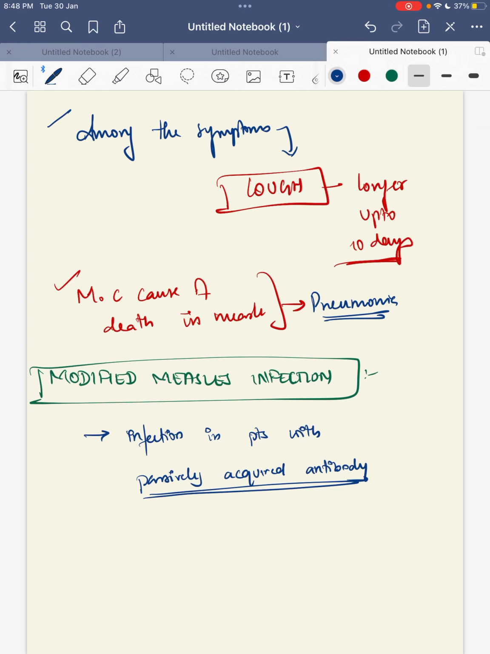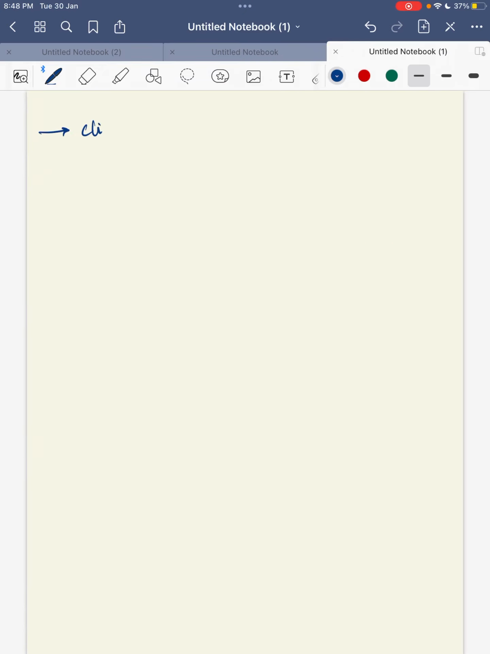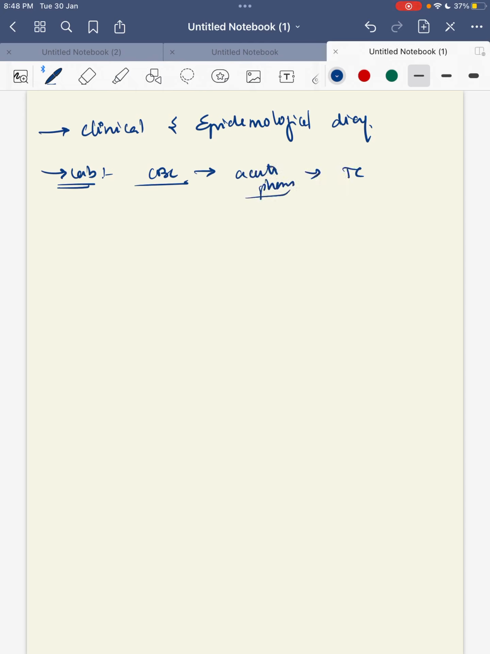Next, you can ask about lab investigations. But measles is clearly a clinical and epidemiological diagnosis. That one you have to remember. But when you go for the lab investigations, if you take a CBC, in the acute phase you can see a low TC, that is low WBC count, with lymphocytes being more reduced than the neutrophils. Okay, so this is about measles.